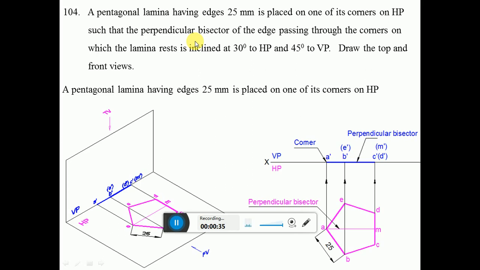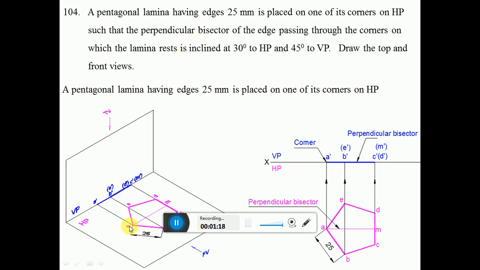So we have to solve this problem. Here, how to analyze this problem? The first point is that we have a pentagonal lamina of edges 25 mm, so he has given the side of the lamina. He says it is resting on one of its corners on HP. Such that the perpendicular bisector, what does it mean? The perpendicular bisector is the one which is joining the corner to the midpoint of the opposite side.